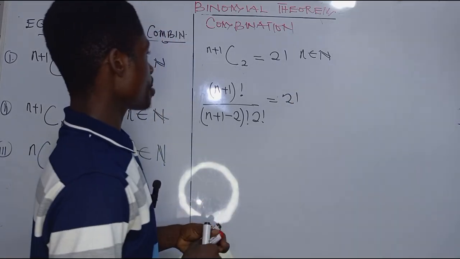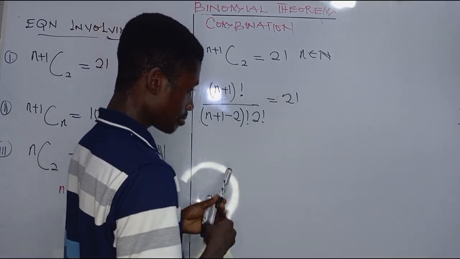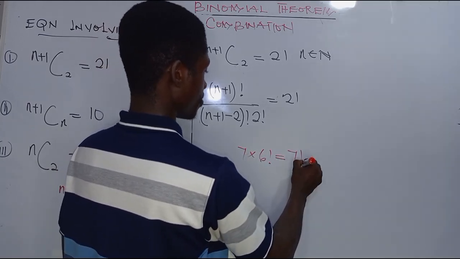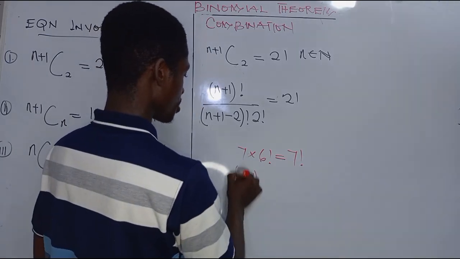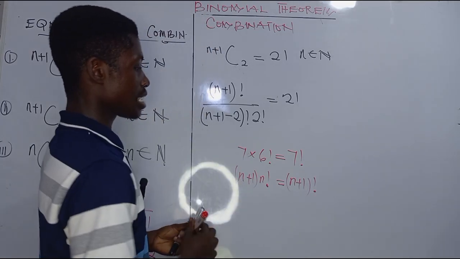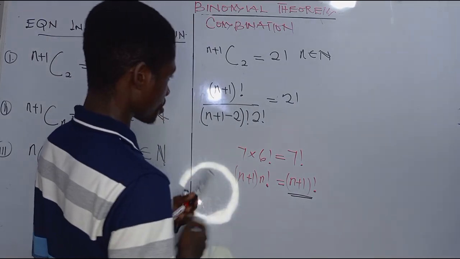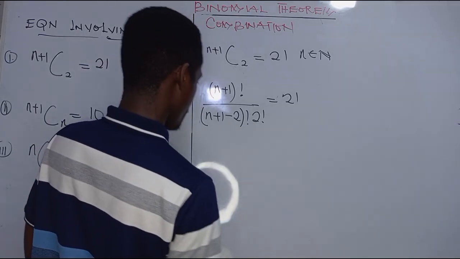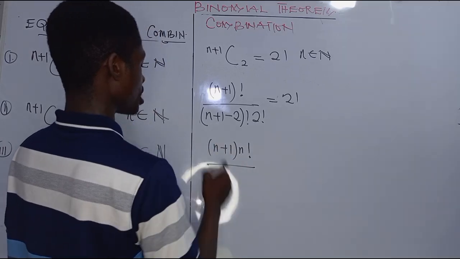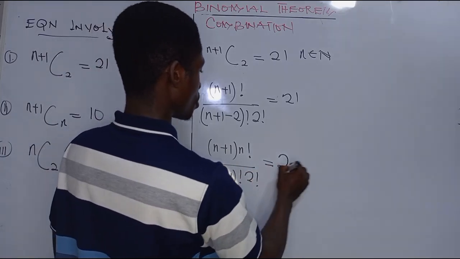Now remember that in our previous lesson under the factorial, we said that when you have 7 times 6 factorial, it is the same as 7 factorial. Therefore, when you have n plus 1 times n factorial, it is the same as n plus 1 factorial. So it means that in place of this, we are going to write this. I believe you are following. Good. So we have n plus 1, n factorial. When you do the algebra, you are going to get n minus 1 factorial, 2 factorial, and this is equal to 21.